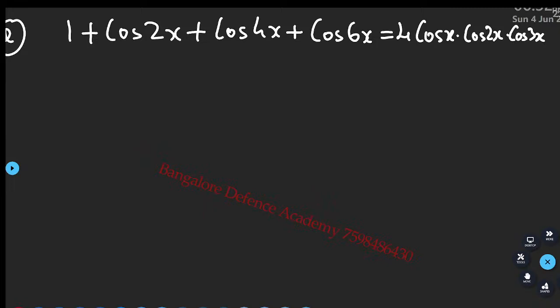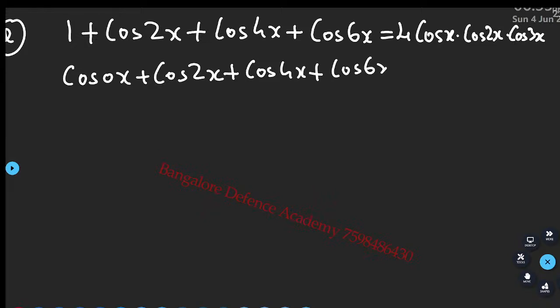Which two values will you take together? So what is the first problem when you try to solve this? The 1. So what should I do with this 1? What is the value of cos 0? Cos 0 is how much? 1. So can I write here cos 0x? Now this question becomes cos 2x, then this becomes cos 4x, and this becomes cos 6x. Take these two together, these two together. Use the cos c plus cos d formula, and you get the answer.